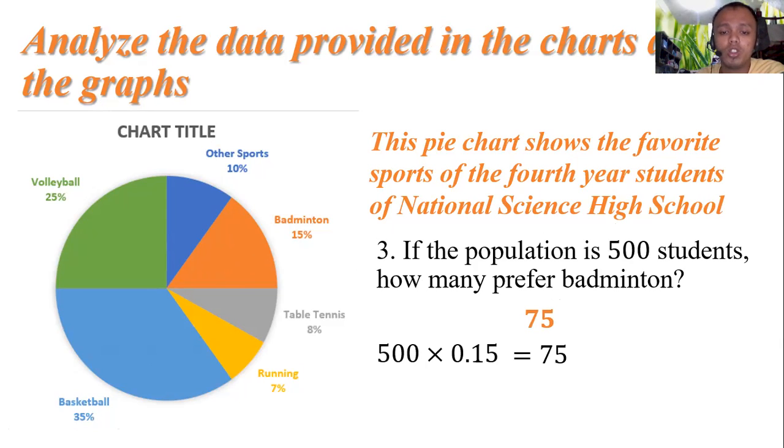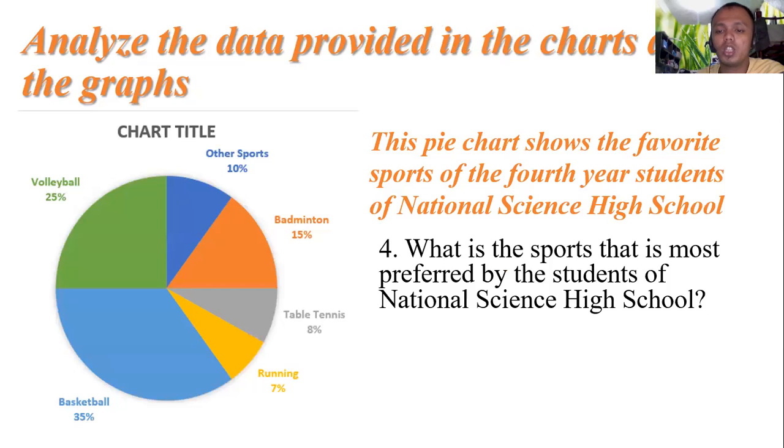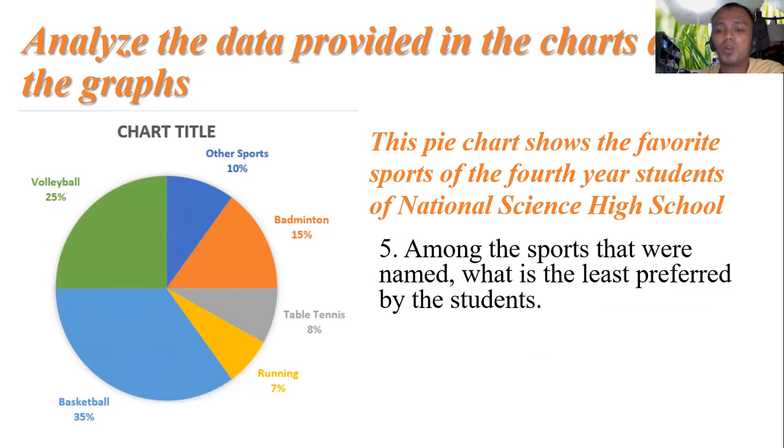So ito yung solution. Next, what is the sports that is most preferred by the students of National Science High School? So mas malaking percentage, mas prefer yun ng mga bata. So we have here basketball, kasi basketball may 35%, followed by volleyball, na may 25%. Next, among the sports that were named, what is the least preferred by the students? Ano yung pinaka hindi gaanong favorite, hindi gaanong nilalaro ng mga students. And that is running. Okay? Oh, may 7% lang siya.